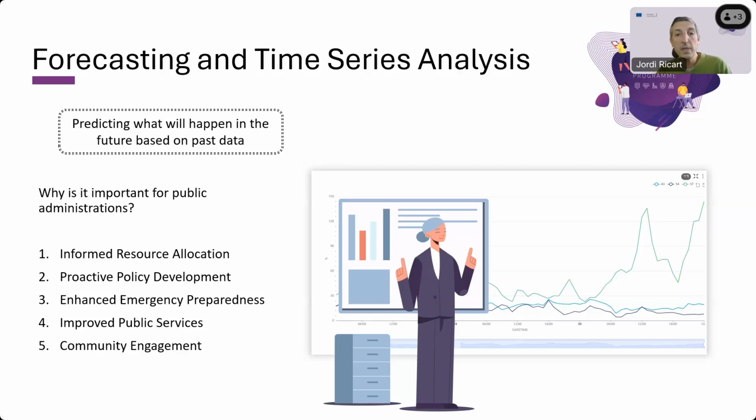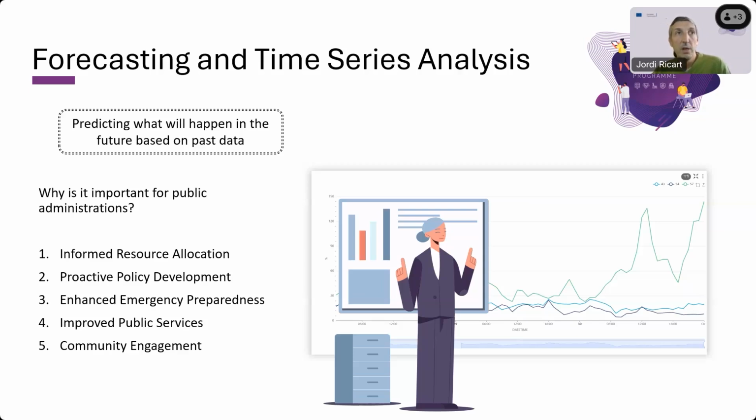Second, proactive policy development. Forecasting helps policymakers anticipate future challenges and opportunities. For example, if air quality data shows a trend of declining air quality during certain seasons, that can inform environmental policies aimed at improving public health.